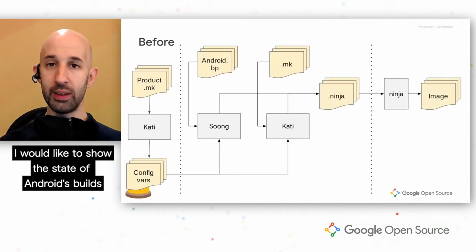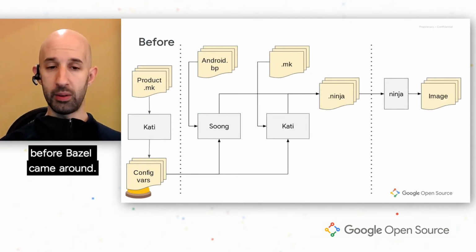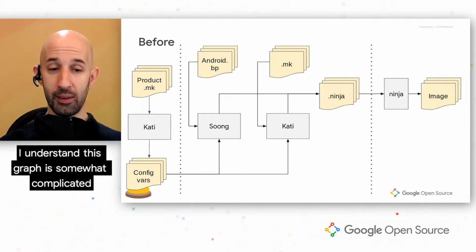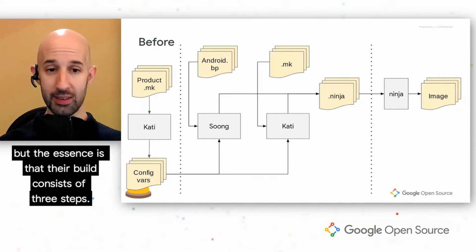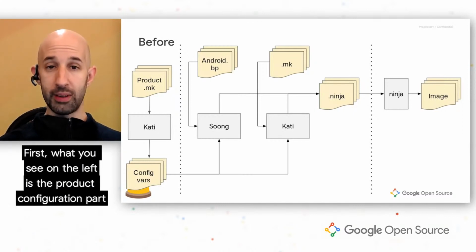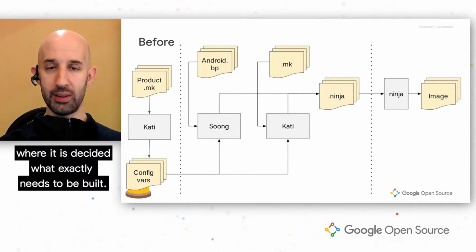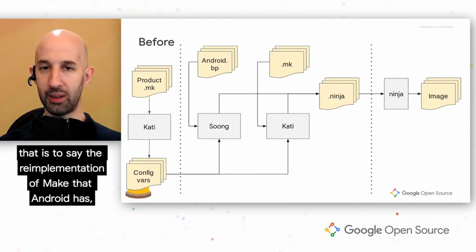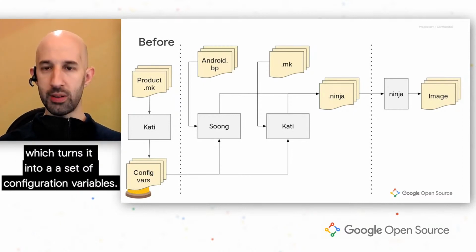I would like to show the state of Android's builds before Bazel came around. I understand this graph is somewhat complicated, but the essence is that the build consists of 3 steps. First, what you see on the left is the product configuration part, where it is decided what exactly needs to be built. Its input is a bunch of make files that is processed by Kati, that is to say, the reimplementation of make Android has, which turns it into a set of configuration variables.